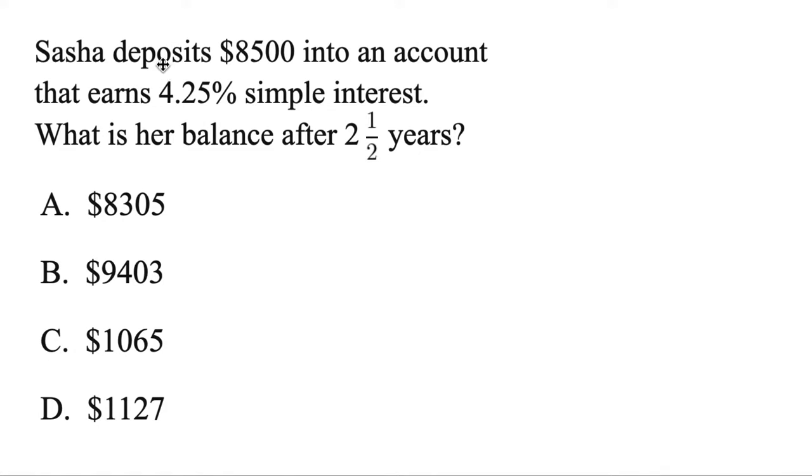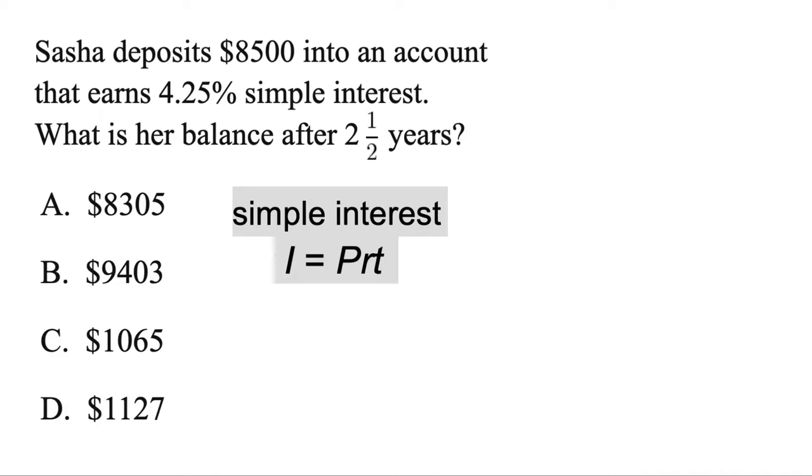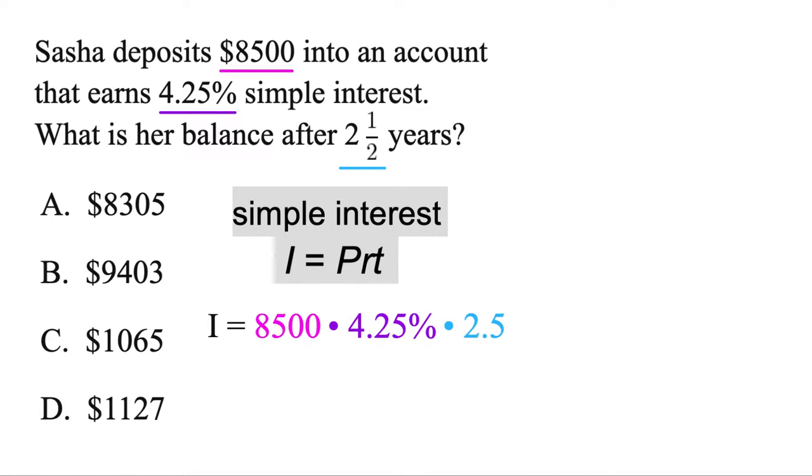This time it's a savings account. Sasha deposits this much. It's got an interest rate of this amount, so as soon as you see interest, go ahead and grab that formula. Okay, we know the initial 8,500 times our interest rate 4.25%, and then 2.5 years, same thing as 2.5. You could type this into the calculator and it's just going to give you 903.